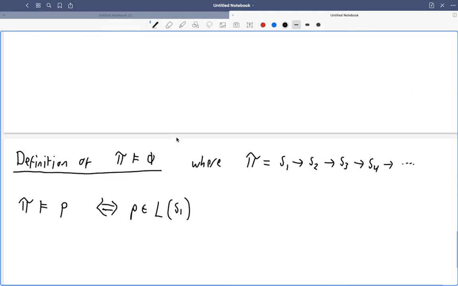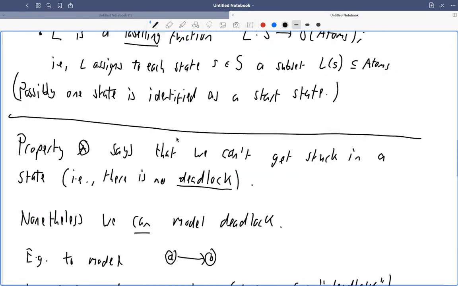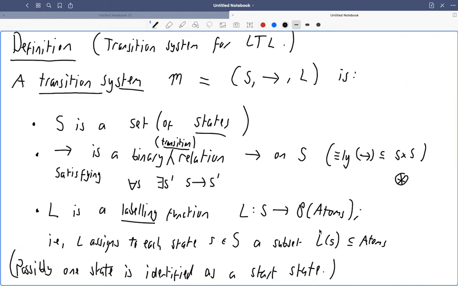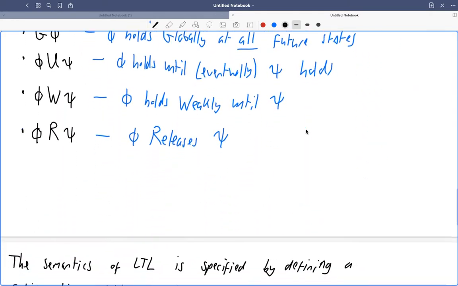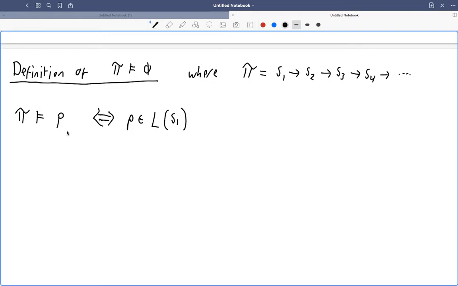Okay, so when we go back to the definition of a transition system from the first half of the lecture, we have this labeling function, and that tells us which atoms are true at any state. So the set of atoms that are true at any state. And we want to say, does atom P hold now? So we want to say, does atom P belong to the set of atoms that are true at now, which is the state S1, which is the starting state of the path.